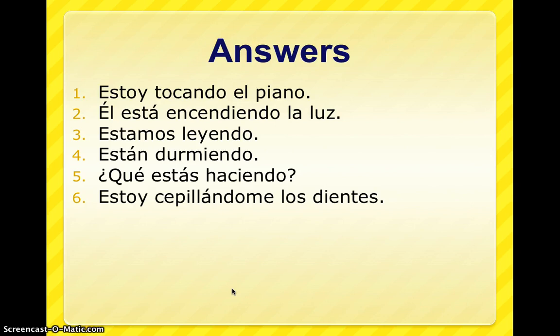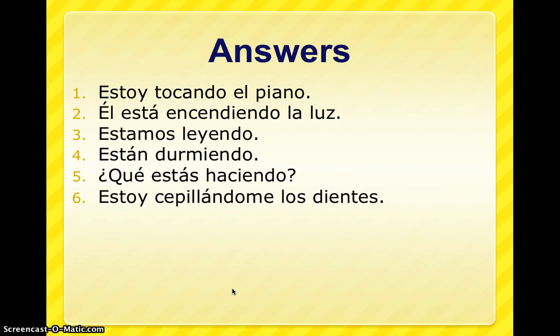Número 2. Él está encendiendo la luz. He is turning off the light. Again, just a regular verb in the present progressive. It's an ER verb, encender. So after we choose our correct form of estar, we take off the ER on encender and add yendo.